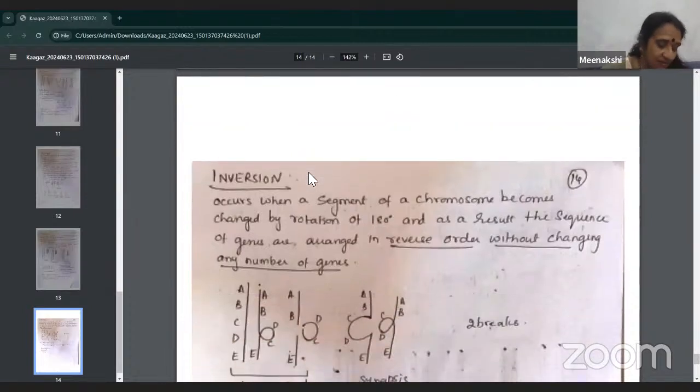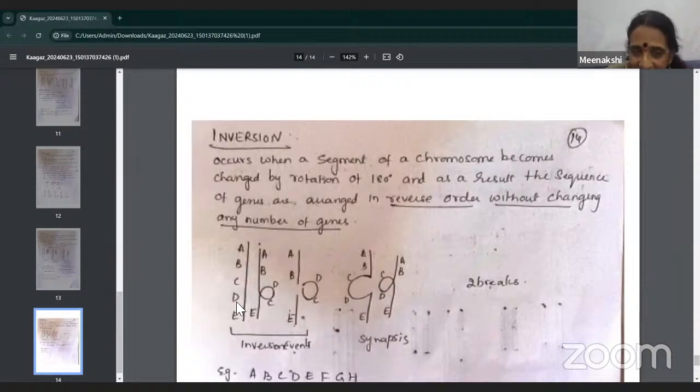The last one we are talking about is inversion. In inversion, the gene sequence is inverted. It occurs when a segment of a chromosome is changed by rotation of 180 degrees. As a result, the complete sequence is in reverse order without changing the number of genes.